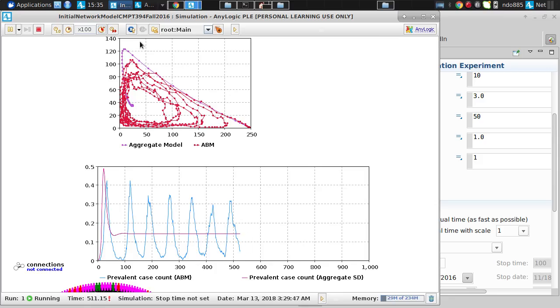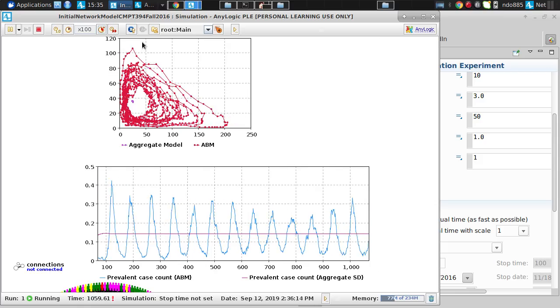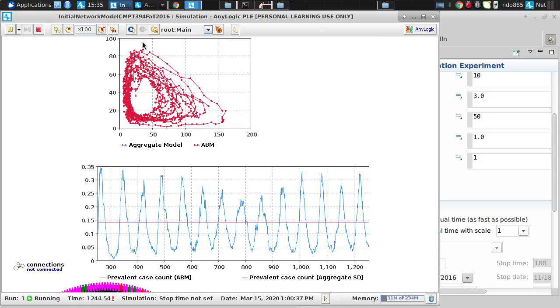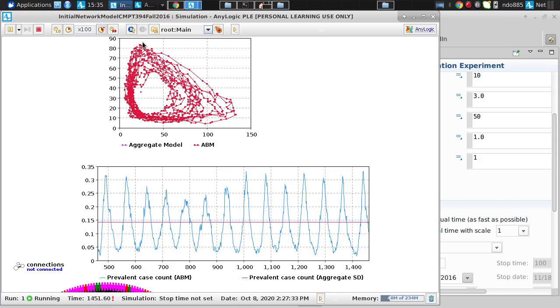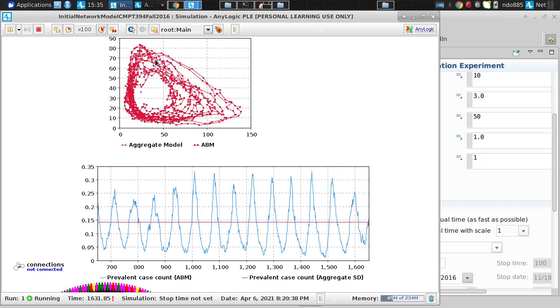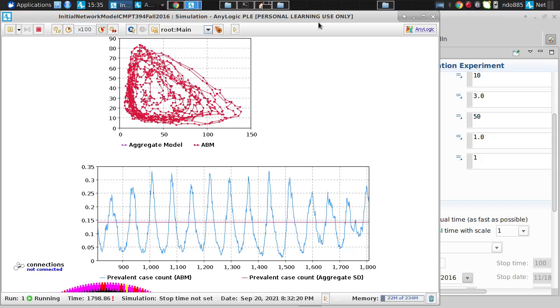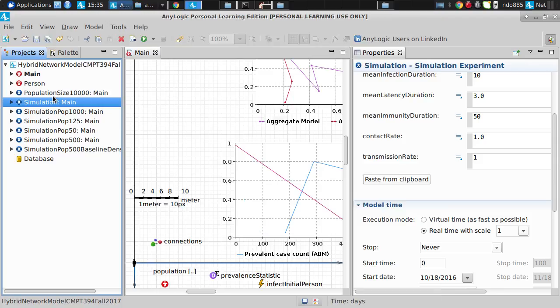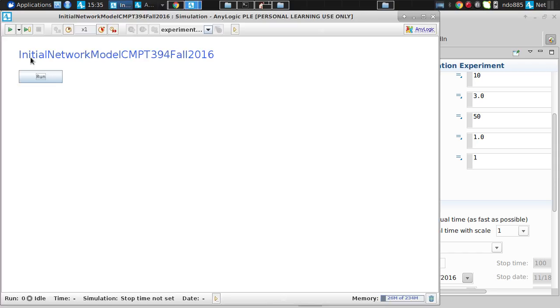Well, it's not exactly the same, that's for sure. But is it going to a somewhat similar equilibrium? Yeah, I mean, it's looping around it, all right? Okay, try that again. So that's with 10 connections per agent.